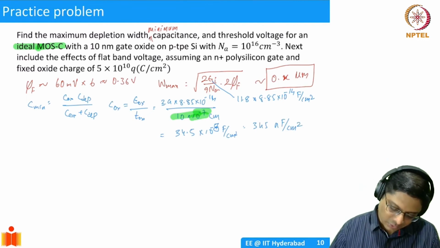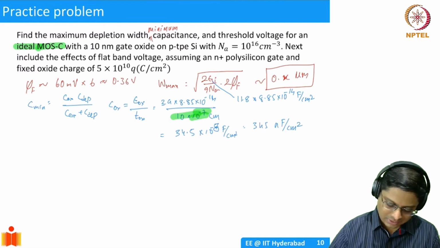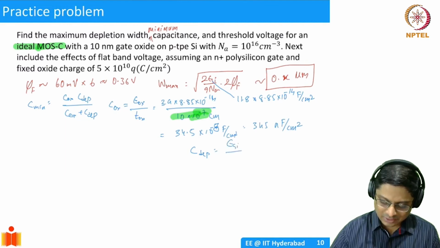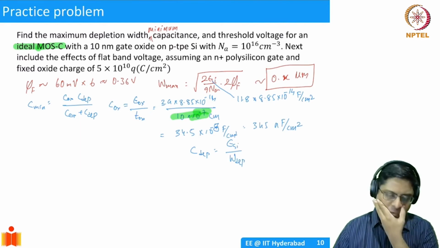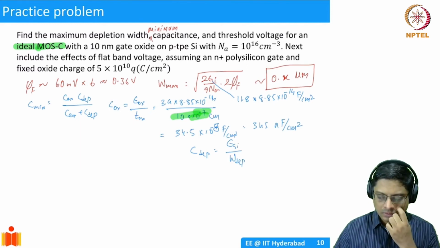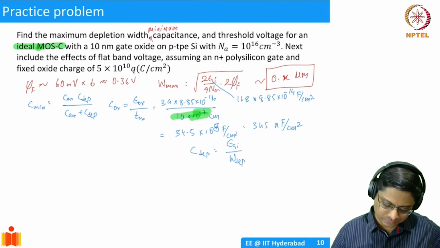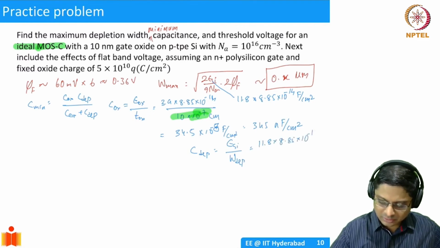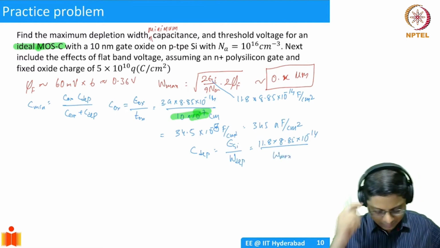So once you know this, of course, you know C depletion. Plug and chug again. I'm trying to put everything in this C depletion equal to epsilon silicon divided by width of depletion. So you calculate how much this is going to be. I'll leave it to you. Once you calculate C min, this is going to be 11.8 into 8.85 into 10 power minus 14 divided by something that's going to come, W max. That's farad per centimeter, so it will come out.